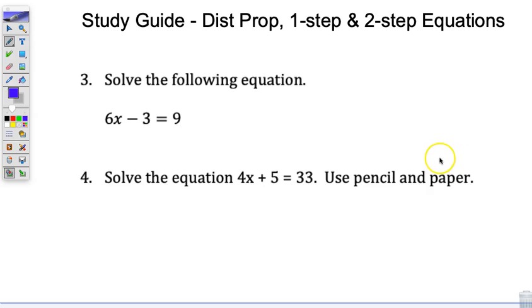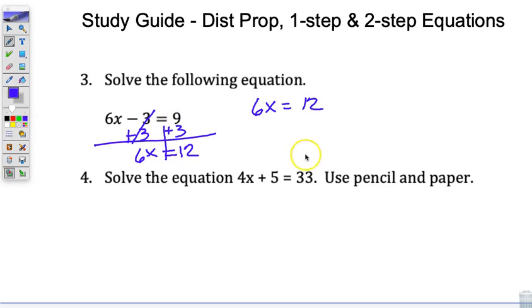Problem 3 says solve the following equation. This is a two-step equation, so it will take us 2 steps to solve it. Here's our variable x. We are subtracting 3 from it, so we're going to do the complete opposite and add 3 on both sides. Negative 3 plus 3 is 0. Bring down what's left. 6x is equal to 9 plus 3 is 12. So now we have 6x is equal to 12.